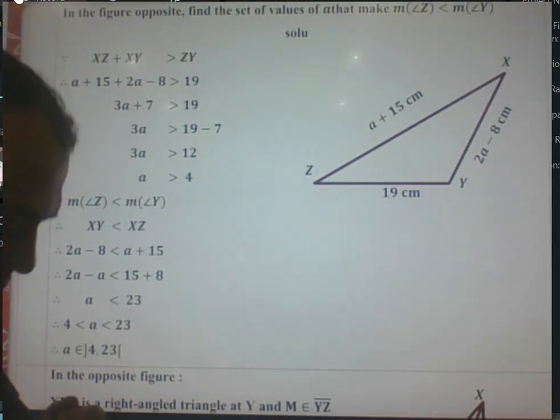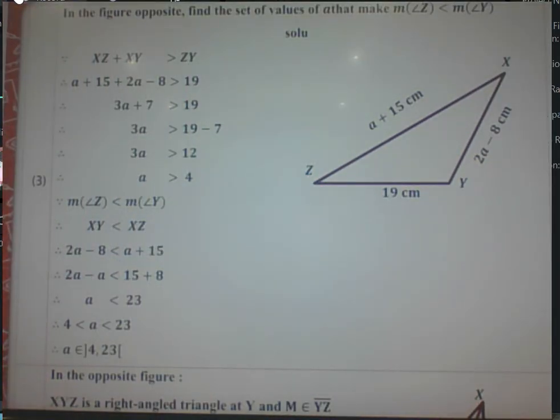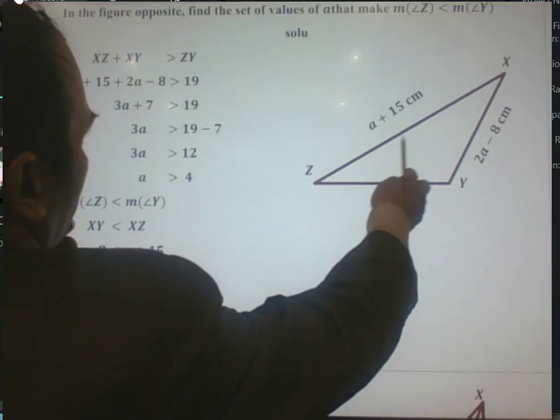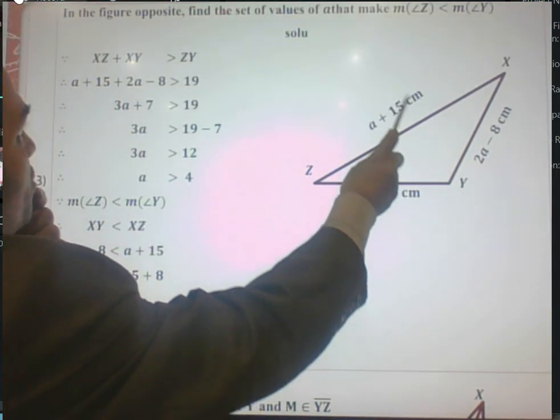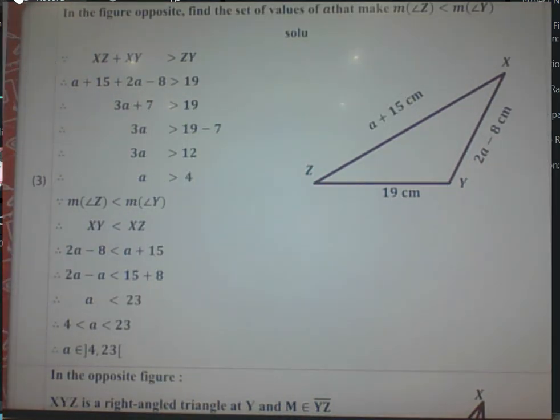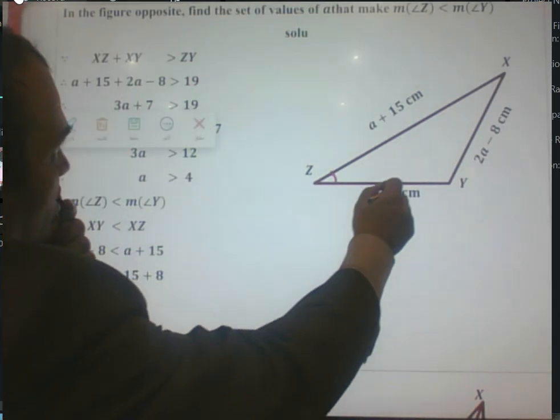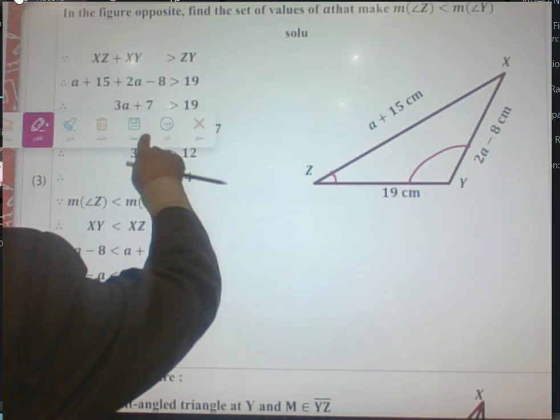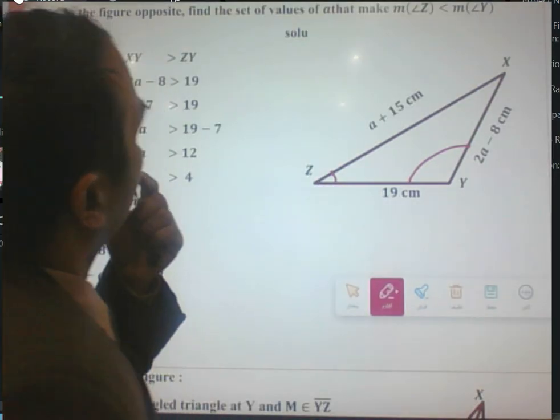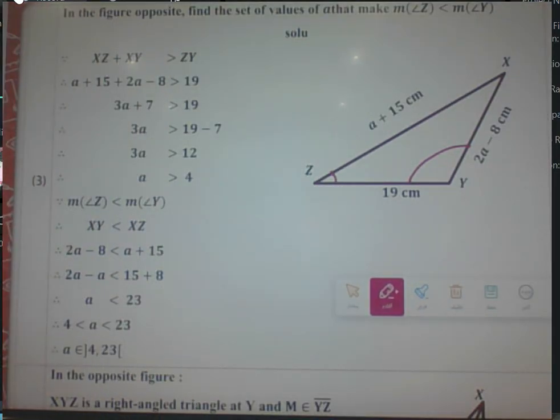Okay, look with me at this question here. In the figure of triangle XYZ, we have 3 sides. He gives me this information: the measure of angle Z is less than the measure of angle Y. He wants to find the value of all angles in this triangle. We can solve this. Look at here.